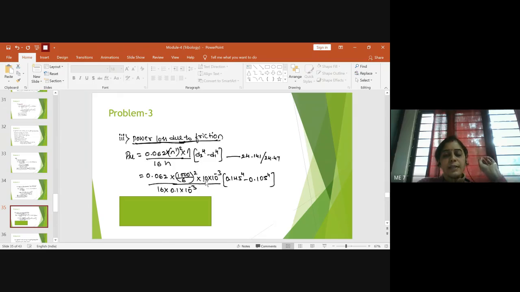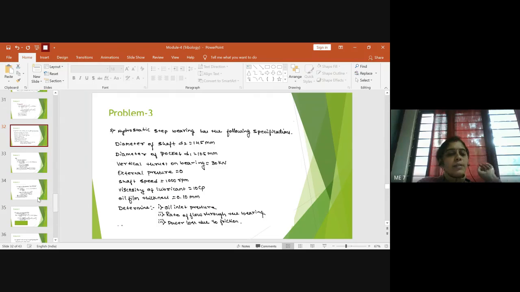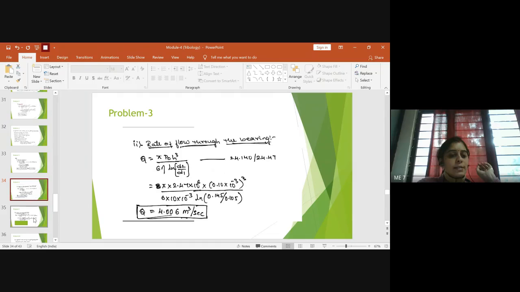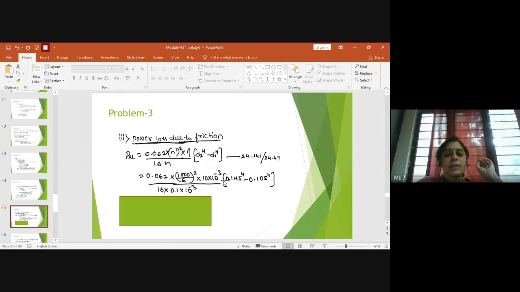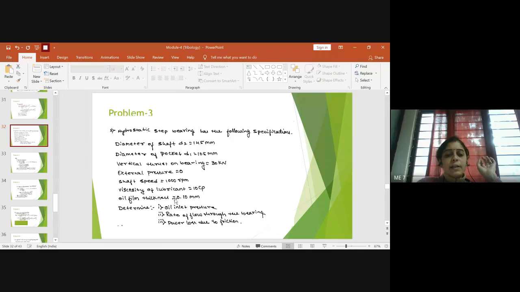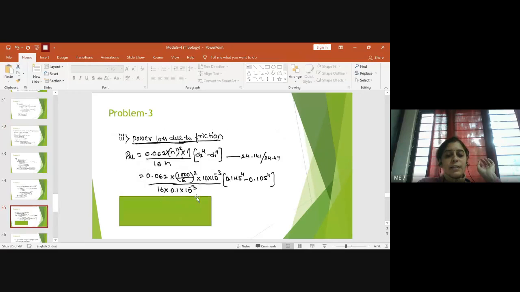So it is 10 centipoise. In the question, if you go back, it is 10 centipoise. So we are converting that into Pascal second. It is 10 into 10 raised to power of minus 3 divided by 16 into the film thickness. In the question, it is 0.10 mm. So please convert that into meter. It is 0.1 into 10 raised to minus 3.